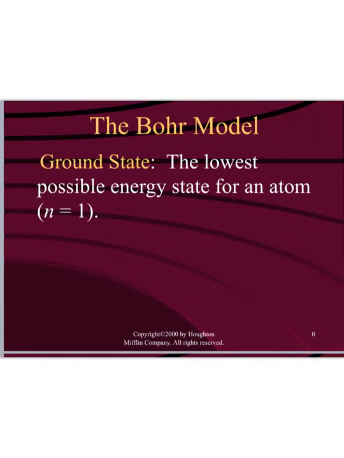All right, so also according to Bohr's model, and as we get into energy levels, this is just a term that we are reviewing. Remember, the ground state is the lowest possible energy state for that atom. So in other words, that is where the energy level is equal to 1, okay? When n equals 1, that is the lowest possible energy level.